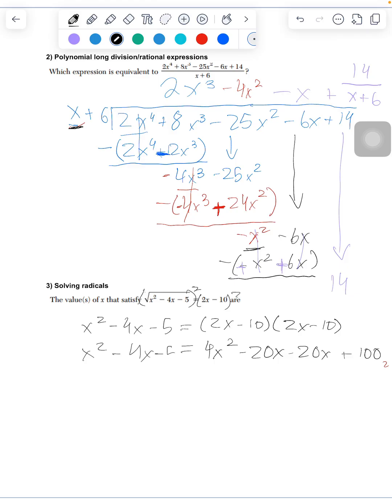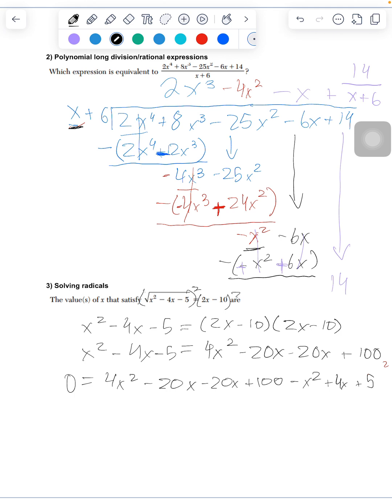This is a quadratic, so I'm going to combine like terms and move everything to one side. So I'm going to have 0 equals, subtracting this whole thing from this equation, 4x squared minus 20x minus 20x plus 100 minus x squared. There's a positive x squared, so to get rid of it, I have to subtract x squared. There's a minus 4x, so I have to add 4x to get rid of it, and plus 5.